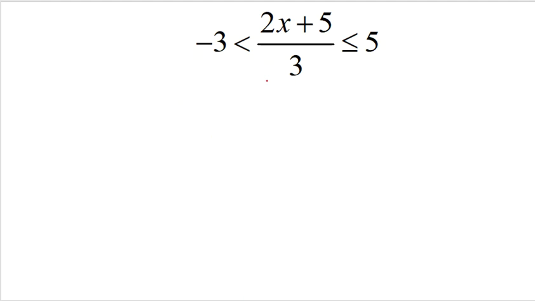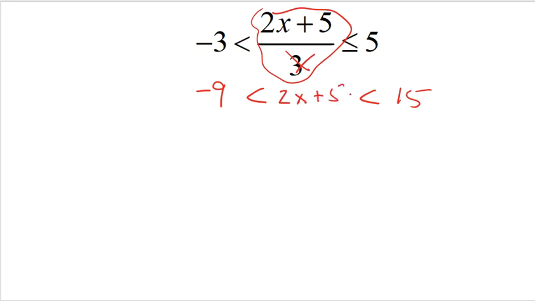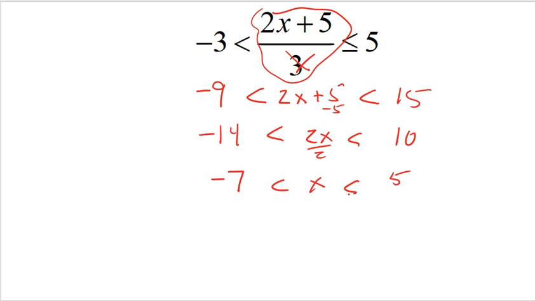So if I'm going to get rid of the fraction, I'm going to multiply everything by 3. The left gets multiplied by 3. The right gets multiplied by 3, and when you multiply the inside by 3, the 3 cancels out, and you get 2x plus 5. All right, now I have to subtract 5, but I'm going to subtract 5 from the left, negative 14, subtract 5 from the right, 10, and when I subtract 5 on the inside, all I get is the 2x. Then I'm going to divide everything by 2. Divide the left by 2, divide the right by 2, divide the middle by 2, and you just get x. So now I'm done. And I forgot my or equal to sign over here.